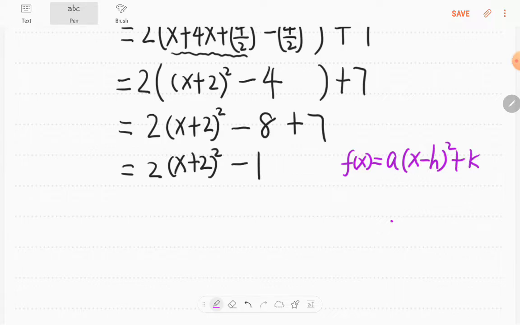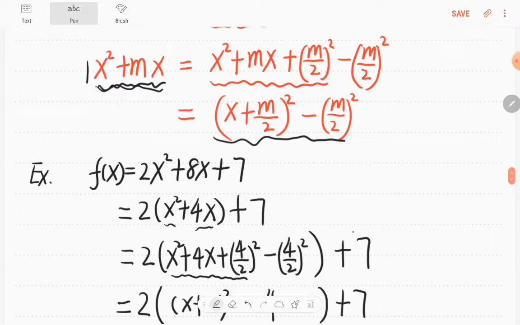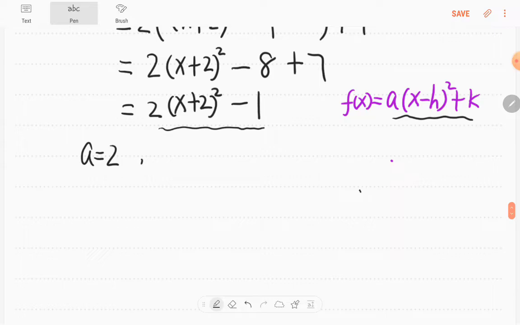So from here, you compare these two forms. This is the standard form, the formula, right? So you compare this. This our a is equal to 2, right? This is no problem. A is always the coefficient for the highest power term. And h, what is h? H is equal to what? Equal to, here is plus 2, here's minus h. It's actually minus negative 2, right? So it would be negative 2.